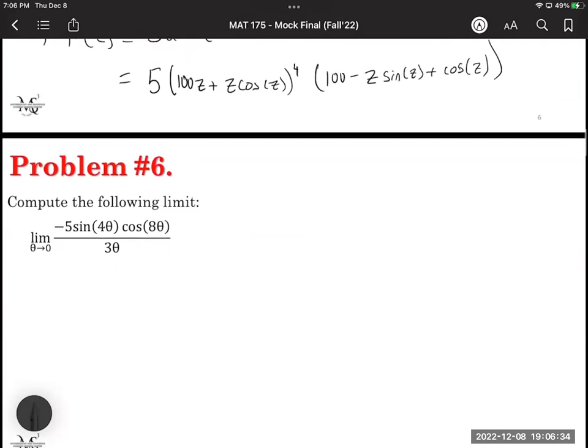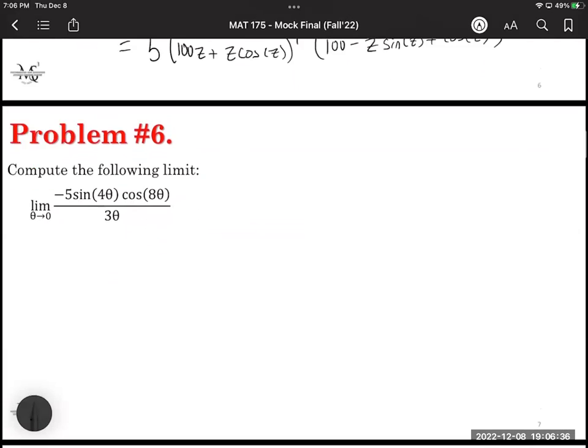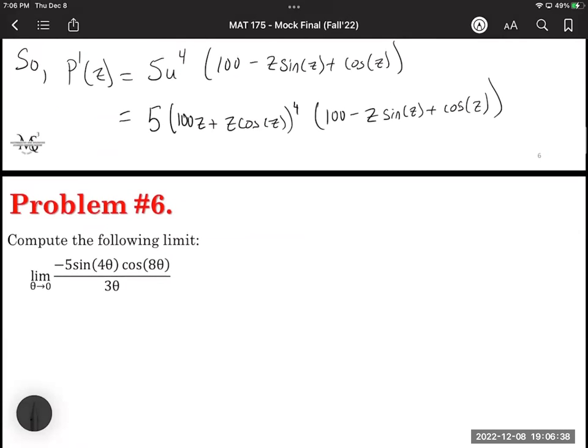So let's look at problem 6. It states that we want to compute the following limit: the limit as theta approaches 0 of -5 sine of 4 theta times cosine of 8 theta divided by 3 theta.